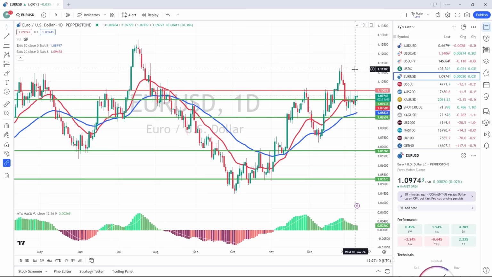We'd be looking for moves up to around that sort of 111 area if we get a daily break, and you want to be entering that on pullbacks to the 20 moving average. Let it reverse on the 20, and that is the best opportunity generally.